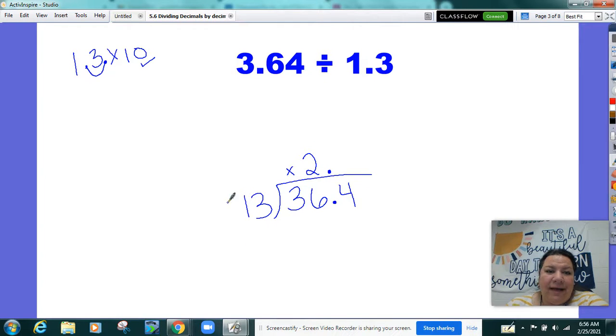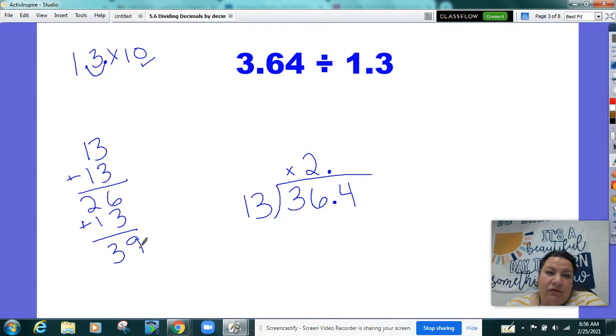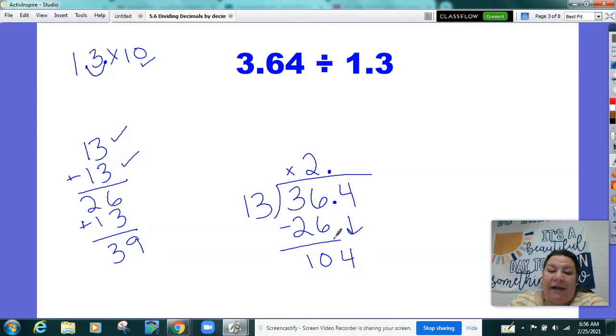And again, if you don't know that, you do your side work. You start doing 13 plus 13, and you're going to get 26. If you added another 13, you would get 39, which is too much. Okay? So we want 2 groups of 13. When we multiply, we're going to get 26. We are going to subtract 36 minus 26. We will get 10. Again, it's smaller than 13, so that means we're on the right track. And now we're just going to start over. So I'm going to bring down my 4, and then we'll divide again.